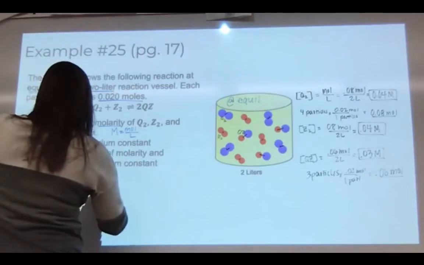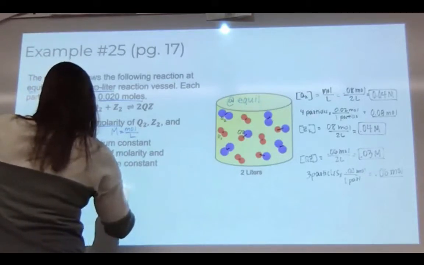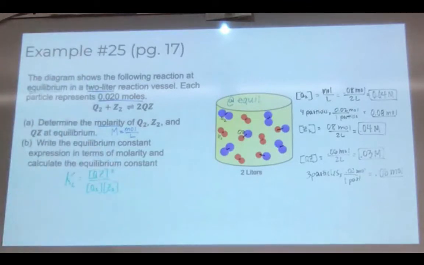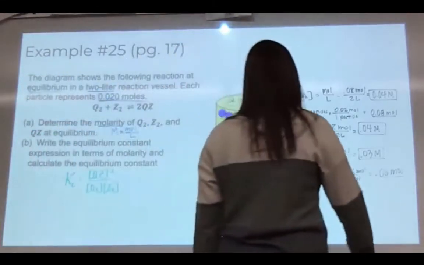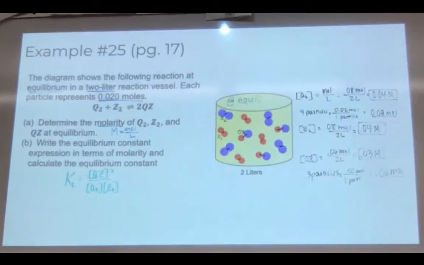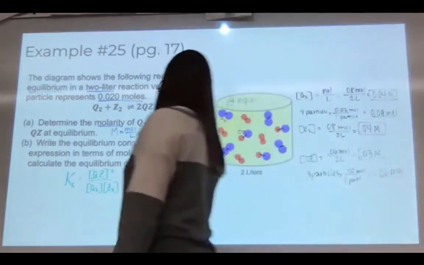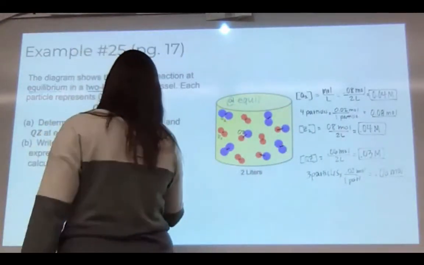Don't forget exponents. So Kc equals the concentration of Qz squared over Q2 times Z2. Then it says calculate the equilibrium constant. That's what this was for. These are the concentrations at equilibrium. These are the concentrations that get plugged into K, because we are at equilibrium. If we weren't at equilibrium, we wouldn't be calculating Kc, we'd be calculating Qc. But because we know that we're at equilibrium, plug everything in.